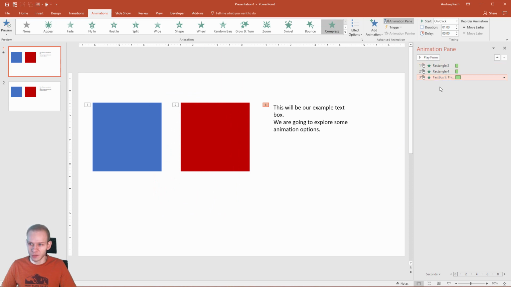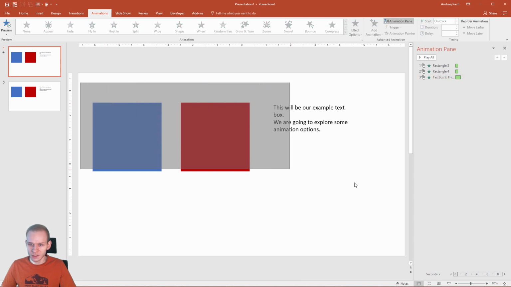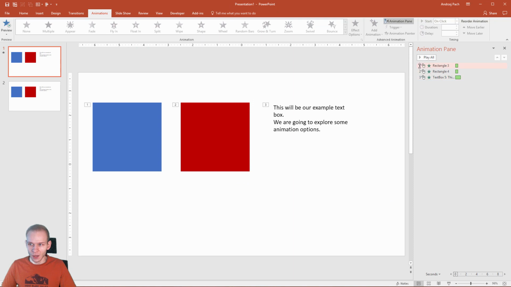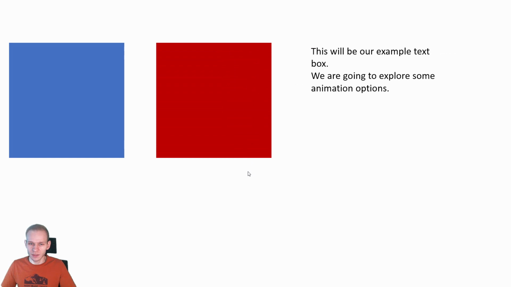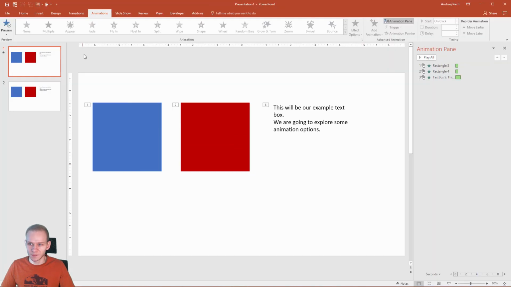Now let's head over to the animation pane. With those numbers, 1, 2, and 3, I know that all three objects have animations. 1, 2, and 3 gives me information that they will appear after I click my mouse. So I'll press F5, 1, 2, 3, but I wanted them to appear automatically. In order to change that, you can click on each animation, you can right-click, and you have those three options.